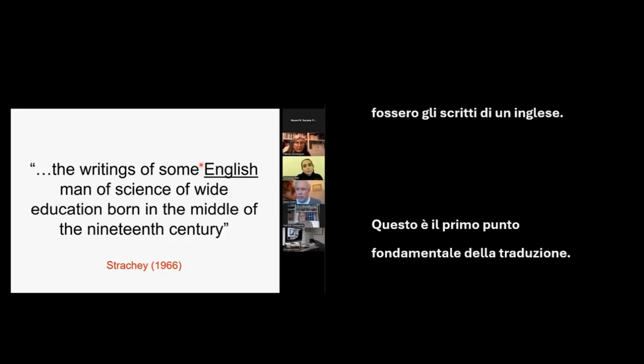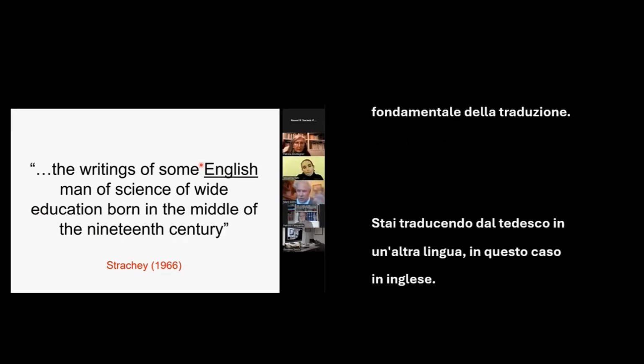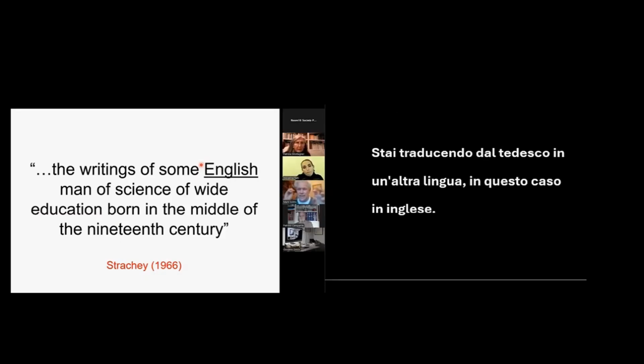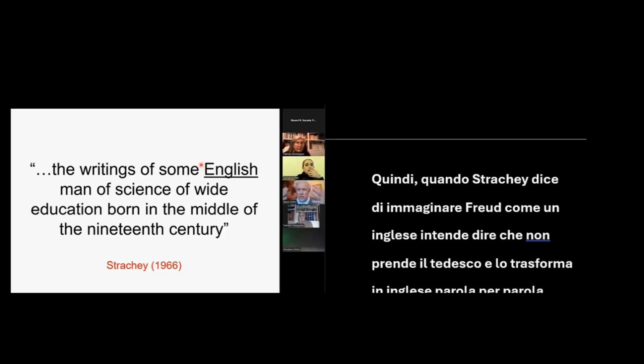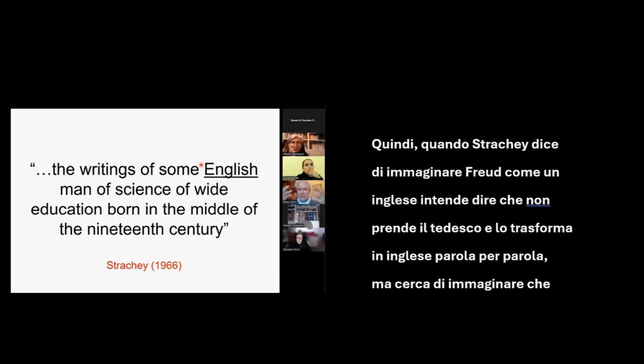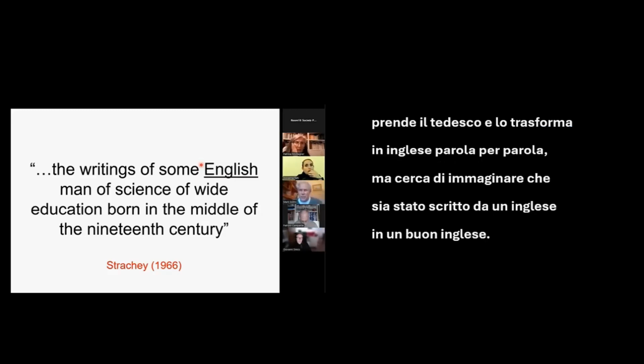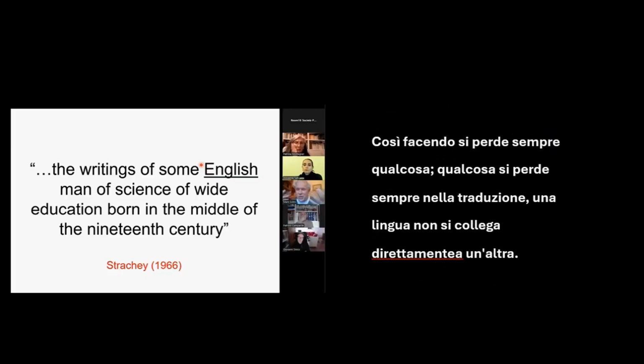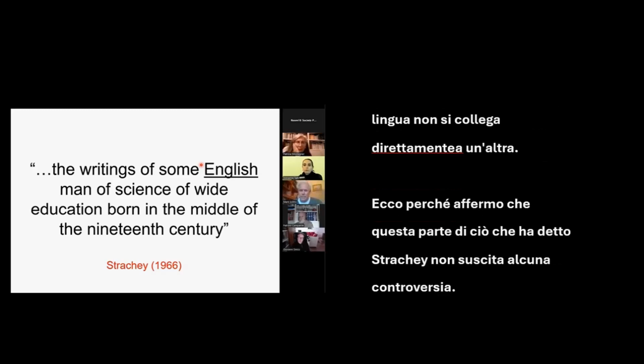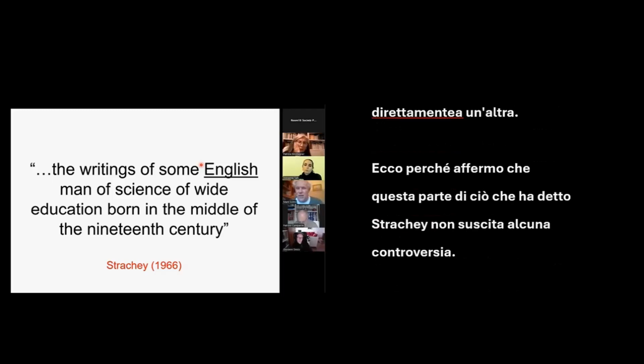That is, of course, the whole point of translation. You're translating from German into another language, in this case, English. So when Strachey said he's imagining Freud as an Englishman, he means that he's not taking the German and turning it into English word for word. He's trying to imagine this is written by an Englishman in good English. In doing that, you always lose something. Something is always lost in translation. One language doesn't map directly onto another. This is why I say no controversy attaches to this part of what Strachey said.